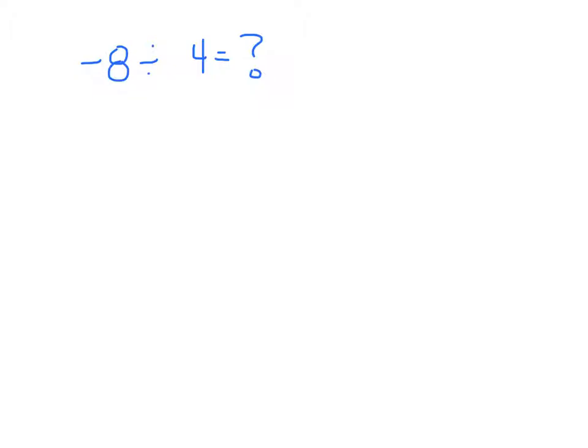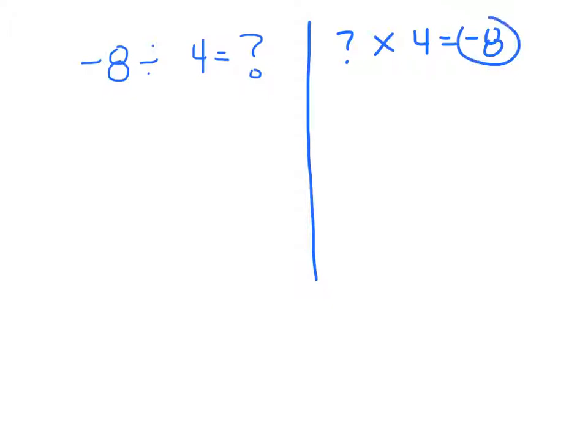Since it is division, are the rules the same or are they the opposite rules? Well, let's take a look. If we had the problem negative 8 divided by 4 is equal to a question mark, we could change that to a multiplication problem. So whatever the answer is times 4 would have to equal a negative 8. In order for us to get a negative answer, if this is a positive number, this must be a negative number.